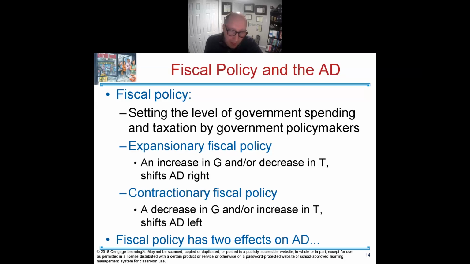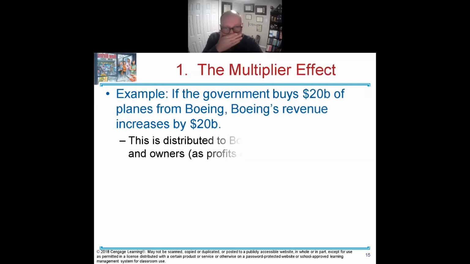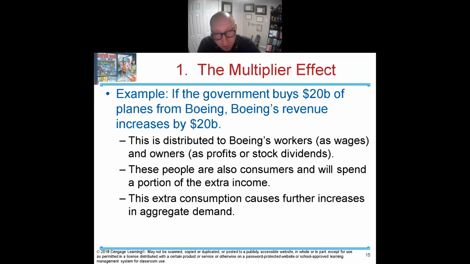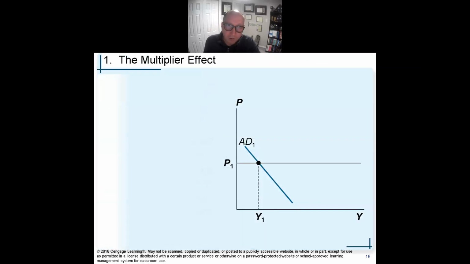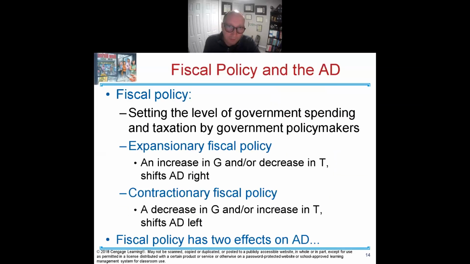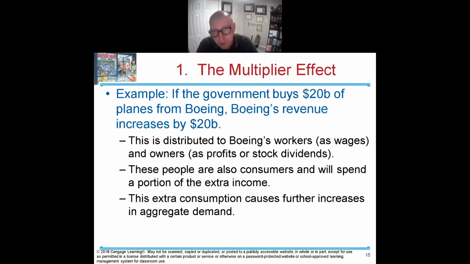So fiscal policy has two effects on the aggregate demand, and those two effects are taxation and government spending. Here's an example of fiscal policy. So the government does some spending. They decide to buy a couple of airplanes from Boeing, totaling $20 billion. It's a lot.